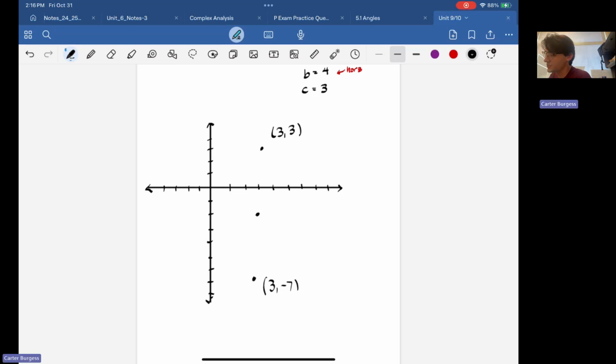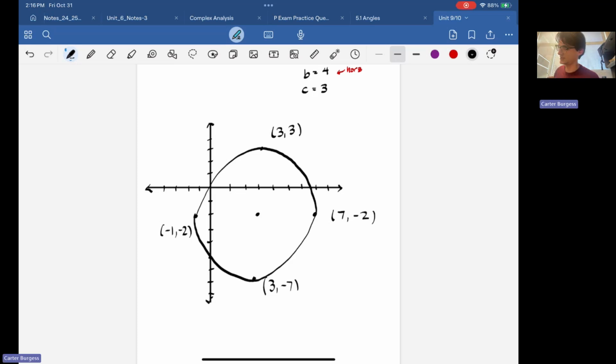And then our co-vertices, we are going to the right by 4, 1, 2, 3, 4. Takes me to, what, 7, -2. And then to the left by 4 should take me to -1, -2. And so our ellipse, if I had spaced my axes a little bit more appropriately, would end up looking a little more vertical than how it will here. Get something like that.